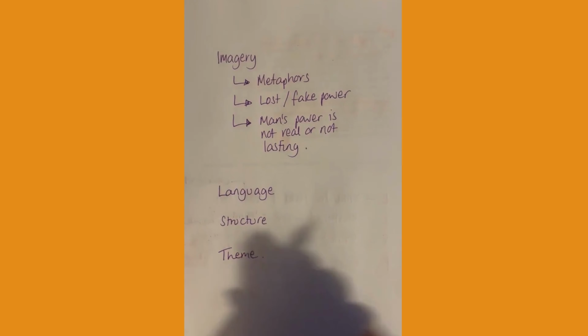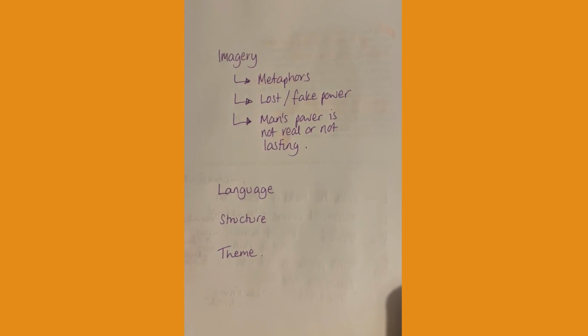Therefore, our imagery paragraph is going to talk about the fact that both poets are using metaphors, both poets are talking about lost or fake power, all leading to the fact that the power of man is presented as being not real or not long lasting. So we're going to write that paragraph now, ensuring that we hit all of those assessment objectives. So compare how the power of man is presented in Ozymandias and one other poem.